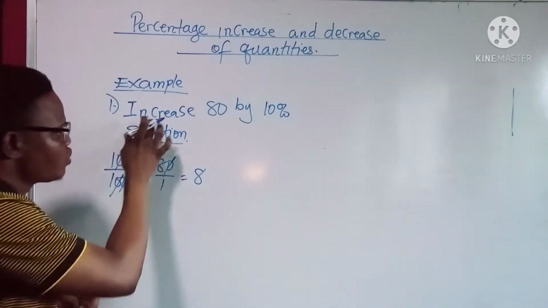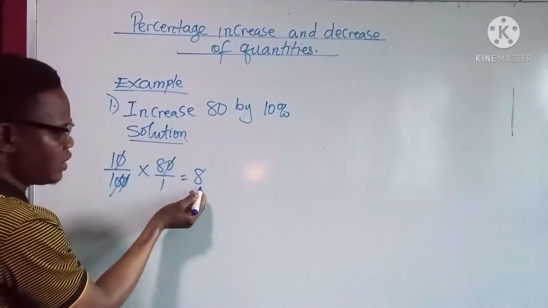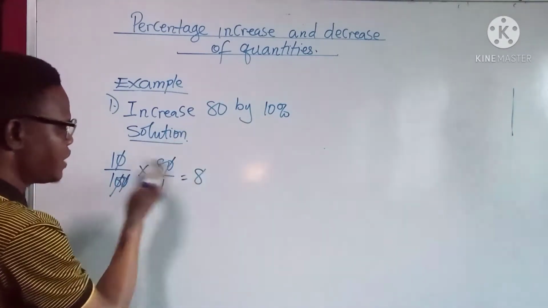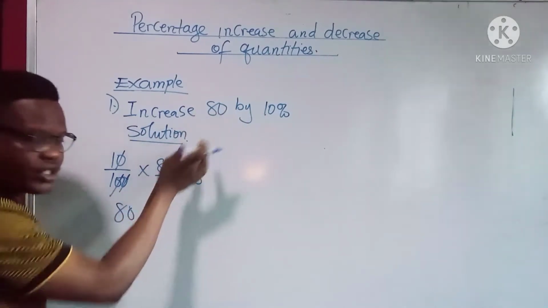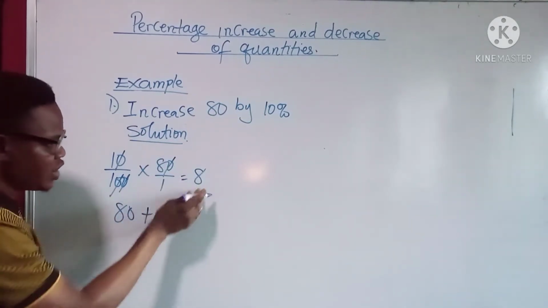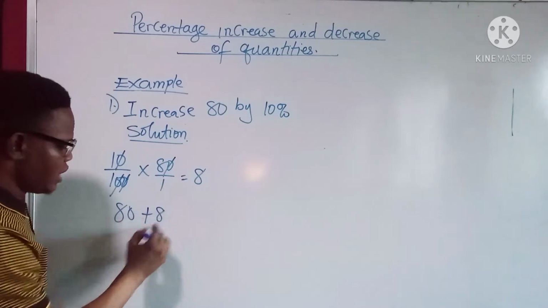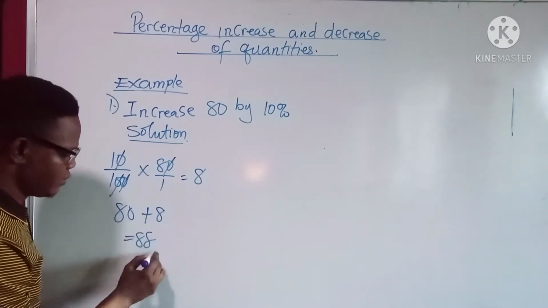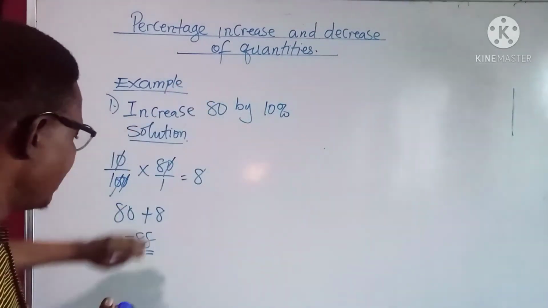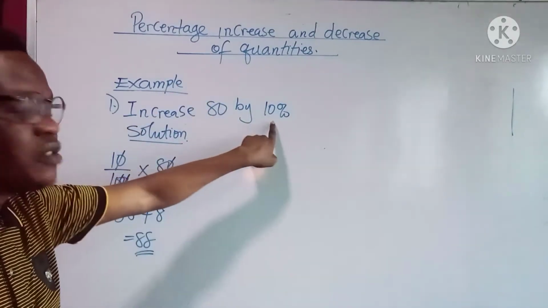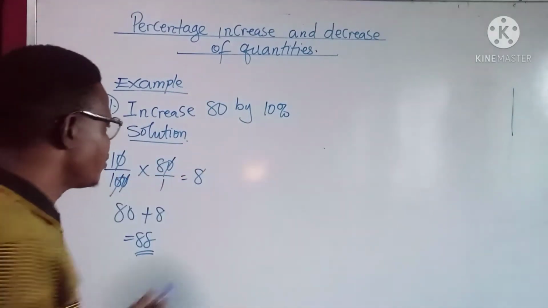So now we have to increase 80 by 10%. The answer we got after finding 10% is 8. Then we go ahead and say 80, which is the original value, plus the new value we got, which is 8. Our answer is 88. So now we have increased 80 to 88 by how many percent? By 10%.